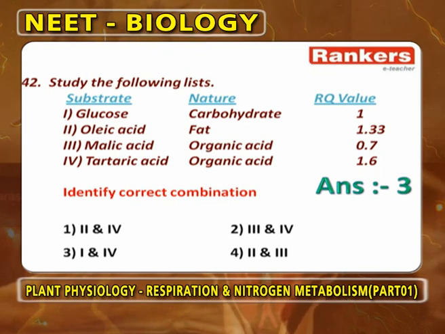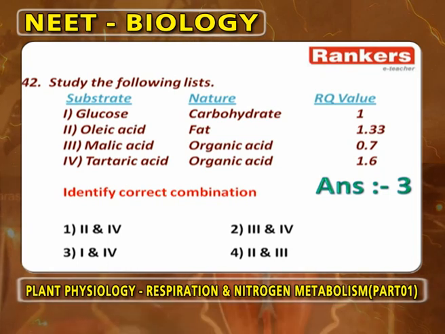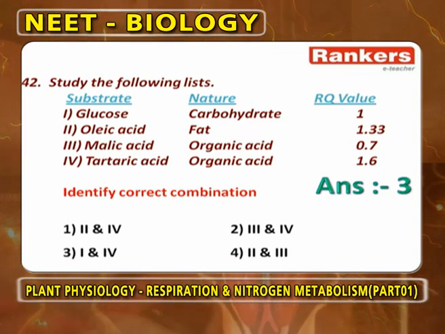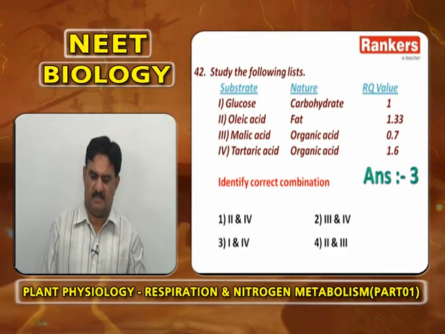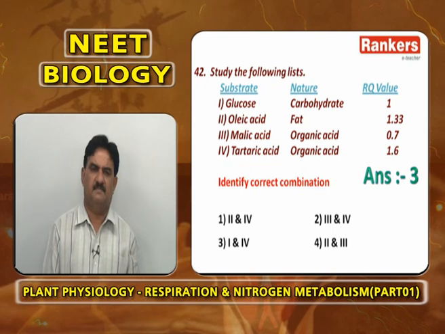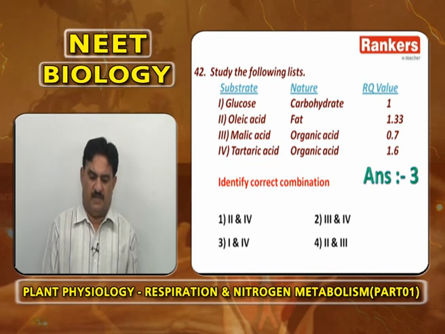Malic acid, organic acid, 0.7 is wrong. Whenever it is an organic acid, its RQ value is more than 1, because the oxygen content is more and carbon dioxide content is less. Definitely oxygen used is less and carbon dioxide produced is more. So malic acid is an organic acid, but 0.7 is wrong. Tartaric acid, organic acid, 1.6 is correct. So the answer is 1 and 4.